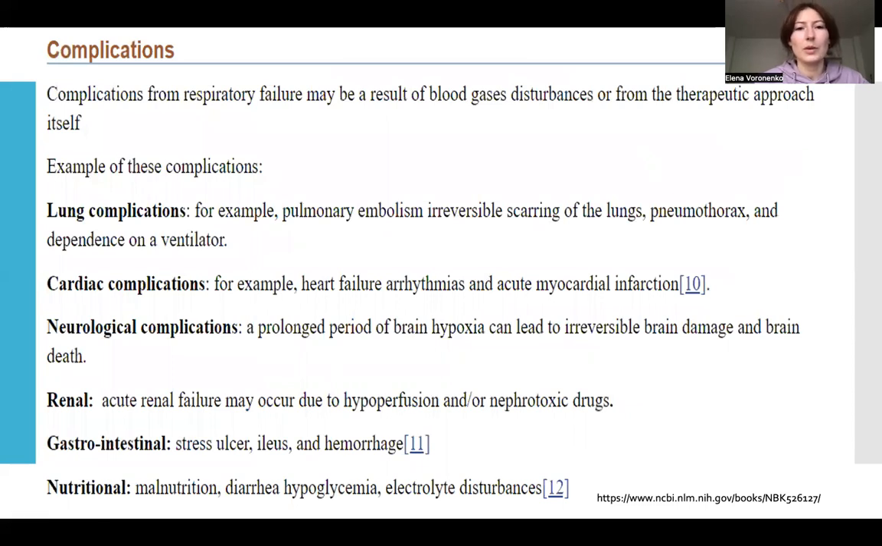Complications from respiratory failure may be a result of blood gas disturbance or from the therapeutic approach itself. Examples of these complications: lung complications, cardiac complications, neurological complications, renal, gastrointestinal, nutritional.